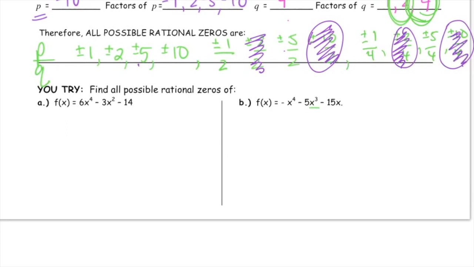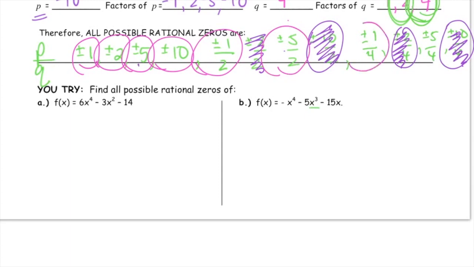So our list of all possible rational zeros is, I'm just going to circle them: positive negative 1, positive negative 2, positive negative 5, positive negative 10, positive negative 1/2, positive negative 5 over 2, positive negative 1/4, positive negative 5/4. So any one of those could be a rational zero. Unfortunately, none of them might work, but you always have to start by listing the ones that could work.